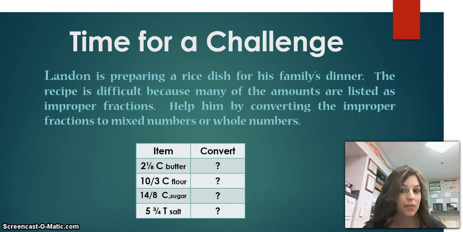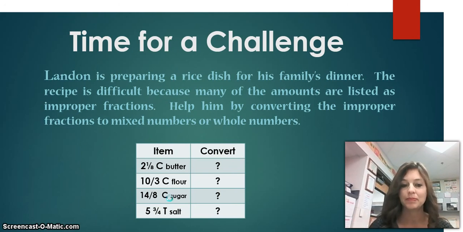This is your challenge problem. I guess we got to the challenge problem rather quickly today. Landon is preparing a rice dish for his family's dinner. The recipe is difficult because many of the amounts are listed as improper fractions. Help him by converting the improper fractions to mixed numbers or whole numbers. Good luck. Practice that work in a circle strategy that we talked about today.